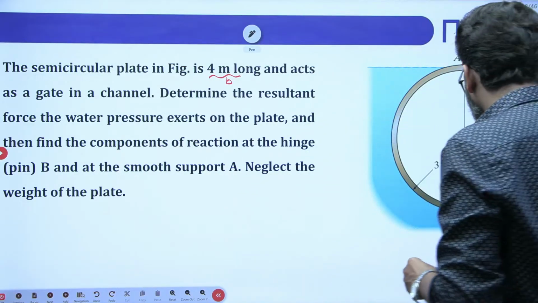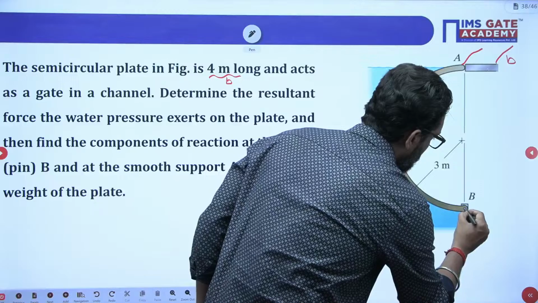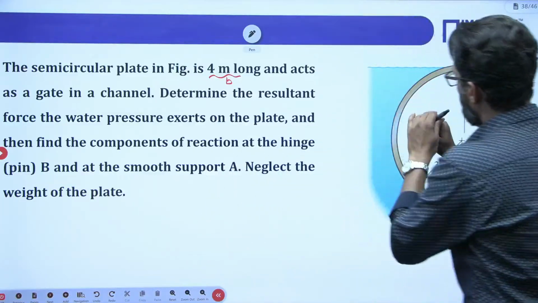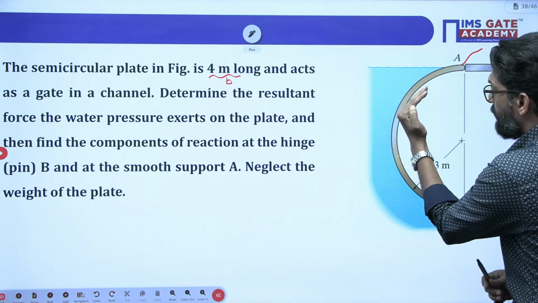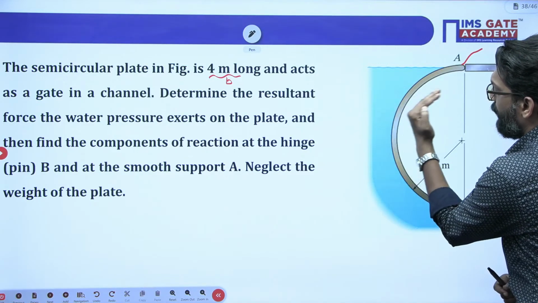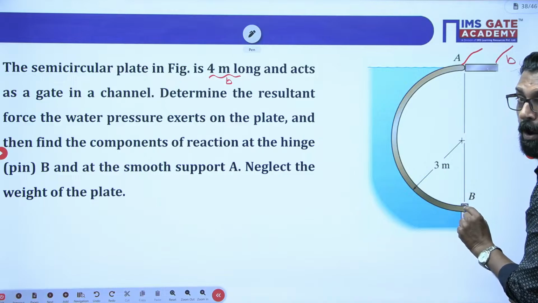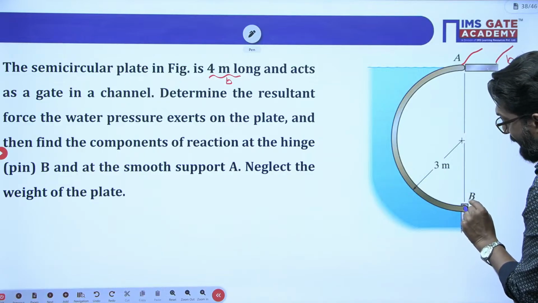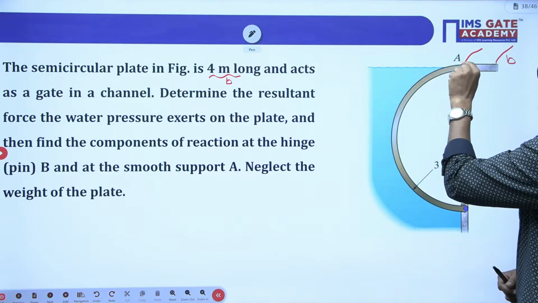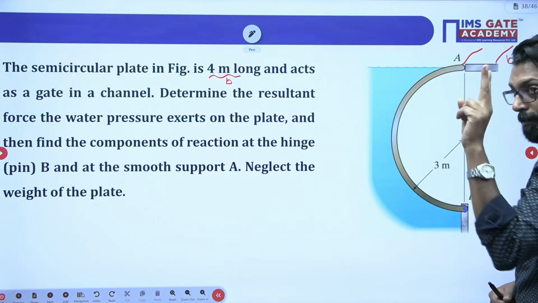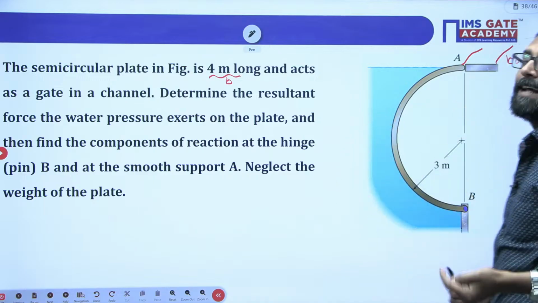At this point, this is our fluid, this is our plate, and at this side there is a fluid. So this plate is trying to move freely at this hinge point. What is the reaction at the hinge point, what is the force applied at point A, and what is the resultant hydrostatic force?